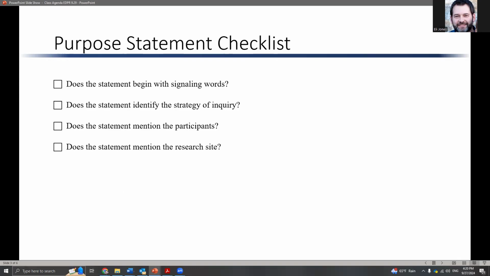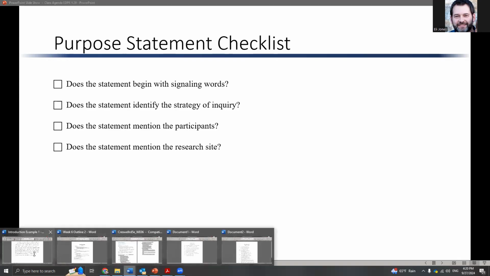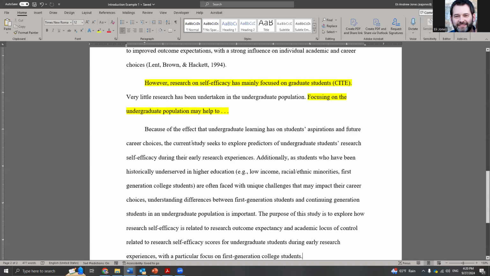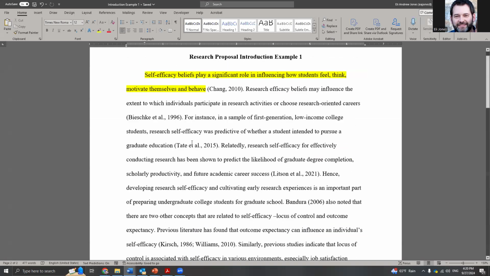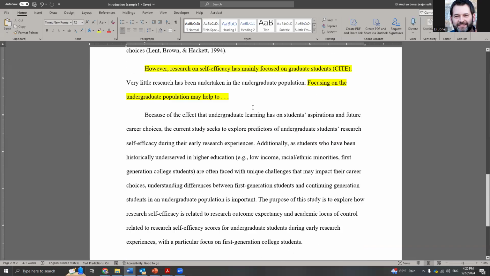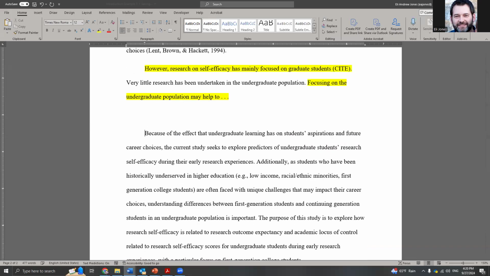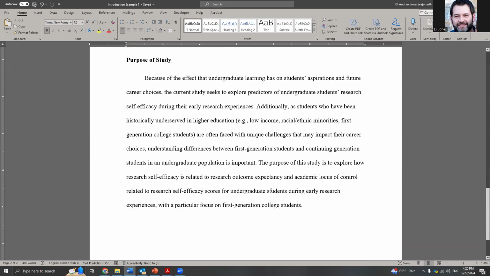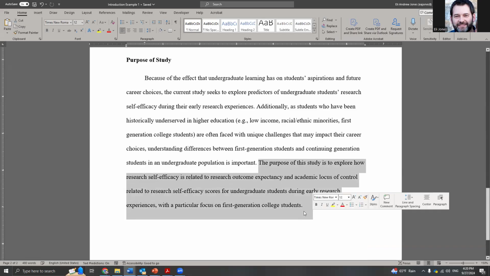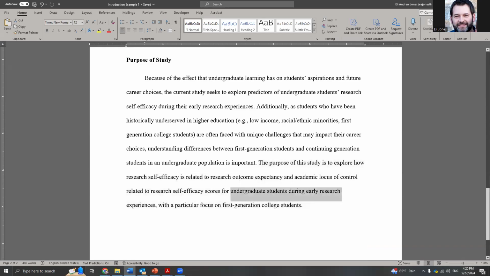So let's look at, first of all, my example, and you can see that I can't really tell where the purpose statement is. One of the things that you can do that's very easy and simple is to just put in "Purpose of Study," a heading that signals to your readers where your purpose statement is. This is actually my purpose statement. In fact, you can see down here, the purpose of this study is to explore blah, blah, blah. Here my purpose is, right? Undergraduate students.